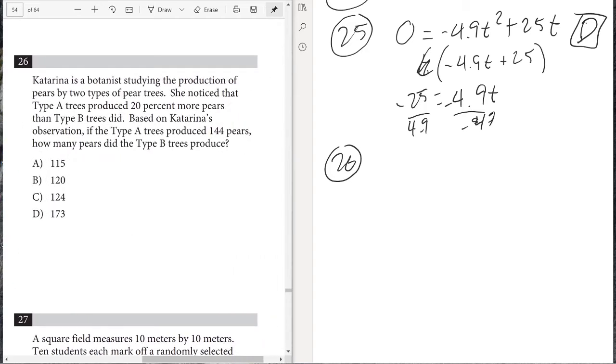Katarina is a botanist. More pairs, 20% more. Wow. Super cool. How many pairs did type B produce? Well, it has to be less than 144. So that means this is out. 20% more. Type A trees. Okay, so let's do the math over here. So type A produced 20% more pairs than type B. So type B, if I multiply by 1.2, then I should get type A. Type A is 144. So I just need to divide by 1.2. And I get 120 B.